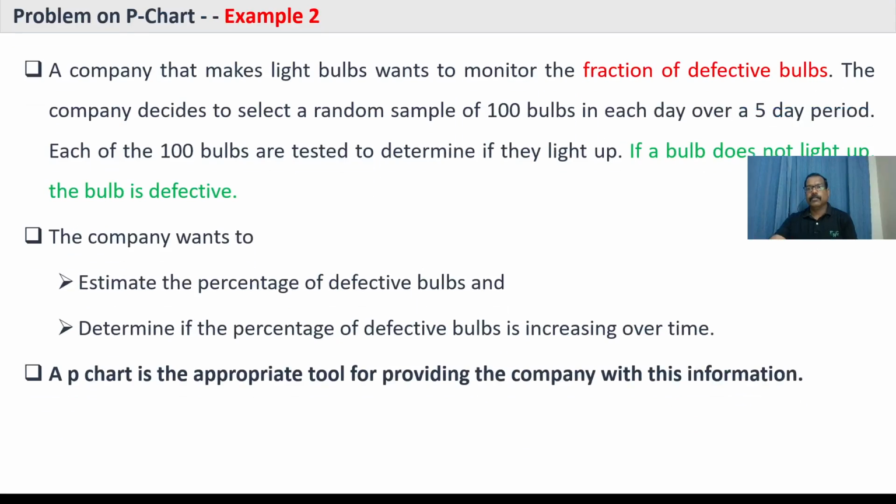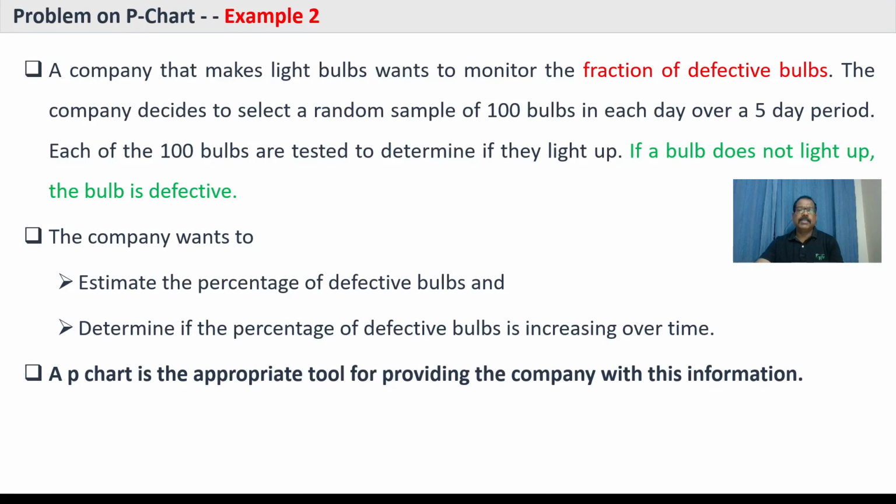Then example 2 for P chart. A company that makes light bulbs wants to monitor the fraction of defective bulbs. The company decides to select a random sample of 100 bulbs each day over a 5-day period. So each day they take 100 samples, the same number of samples, for 5 days. Each of the 100 bulbs is tested to determine if it lights up. If the bulb does not light up, the bulb is defective.